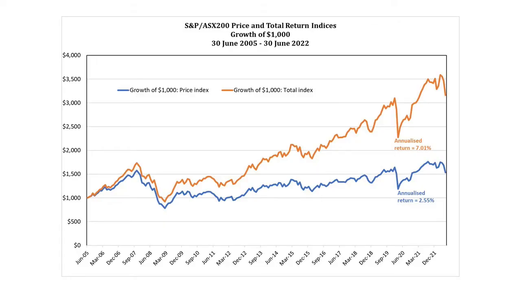The chart now shown adds the Total Return Index, revealing a considerably stronger return of 7.01% per annum, with dividend reinvestment responsible for an additional 4.46% per annum of return. But this still isn't the full pre-tax total return story for the Australian share market.